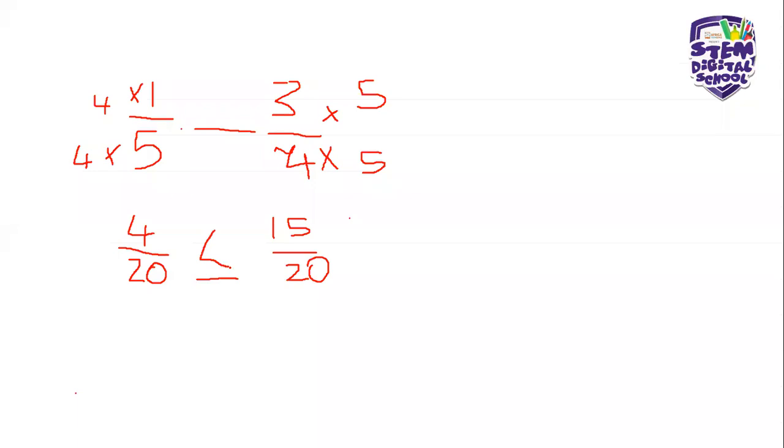So you could have done that. You can also take this denominator and say times 5, times 5, and this denominator times 4, times 4. Then you know which one wins by looking at the numerators.